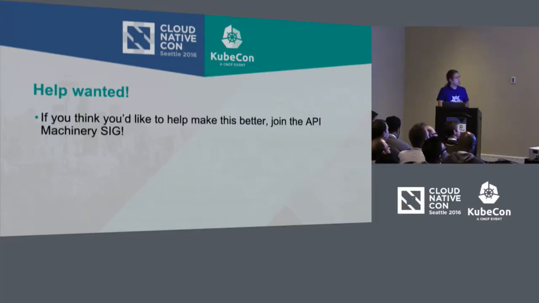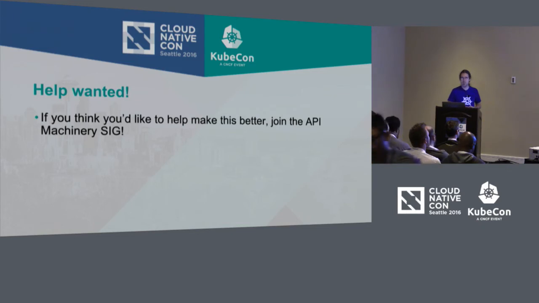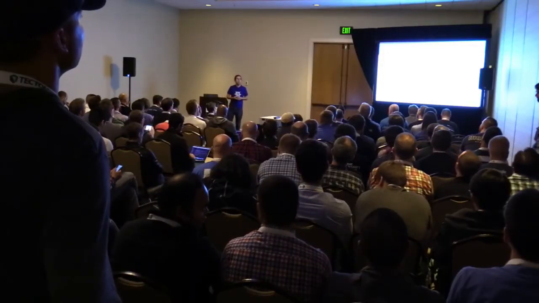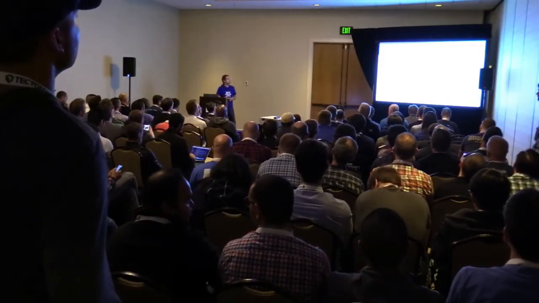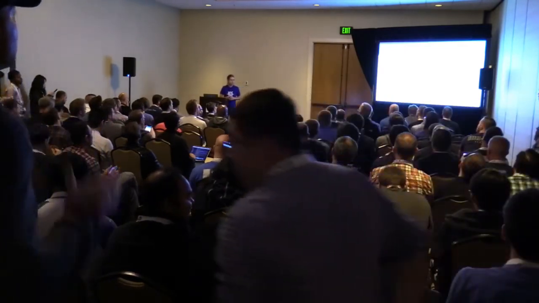And I think that is it. This was somewhat abbreviated from the talk I gave at Google, so hopefully this was interesting and useful. If you think that there's one or two too many layers in this stack, I would love for you to show up in the API Machinery SIG and help me make it better. Thank you.